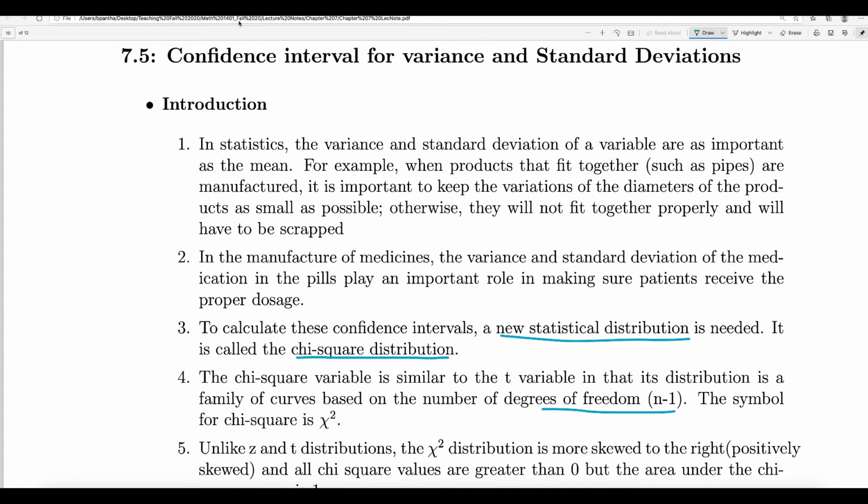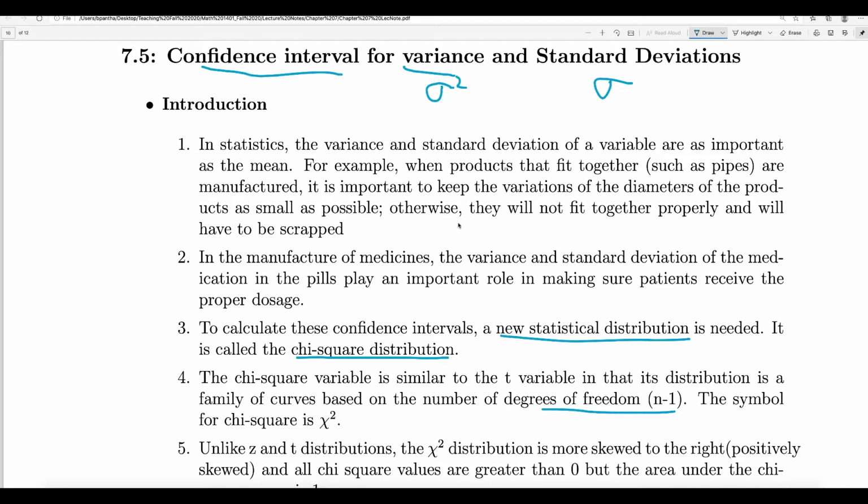In this video, we will discuss the confidence interval of variance. Variance we denote by sigma square, and standard deviation is just sigma. So we want to find, based on the sample variance and sample standard deviation, the estimates for the population variance and population standard deviation. The population variance and population standard deviation are very important in statistics.